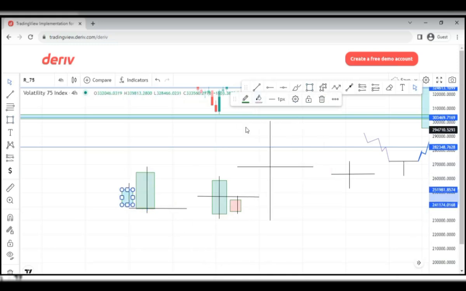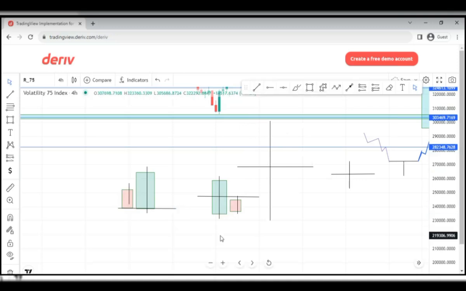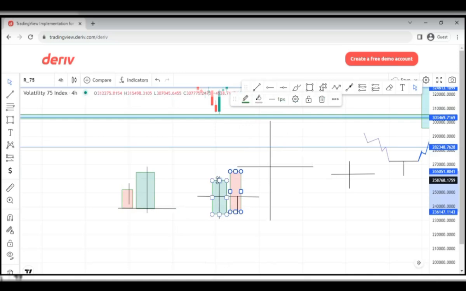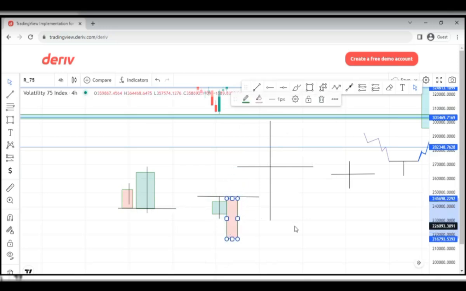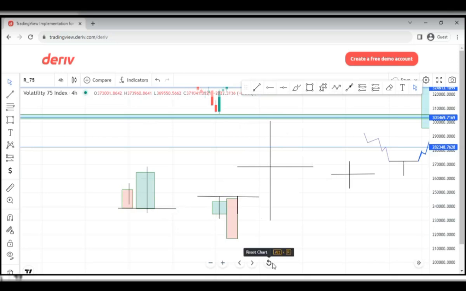And this one should be red. Bullish engulfing, I want to see that at support. Vice versa, this one should be bearish. Bearish engulfing. So that's for the bullish and bearish engulfing patterns.